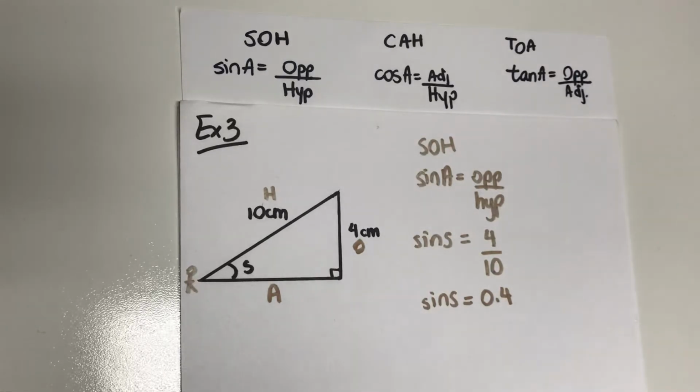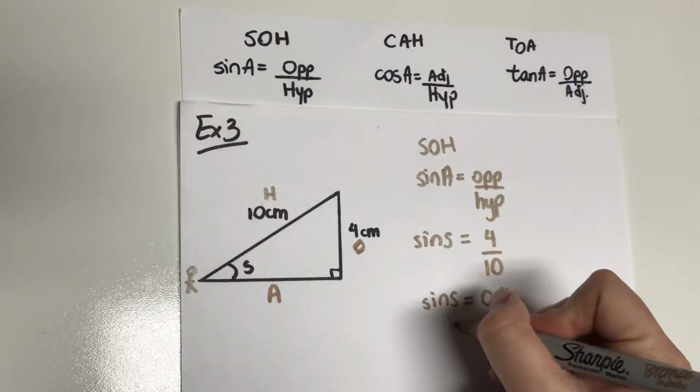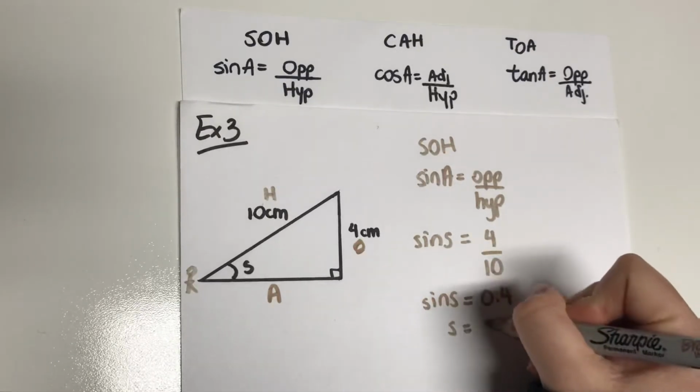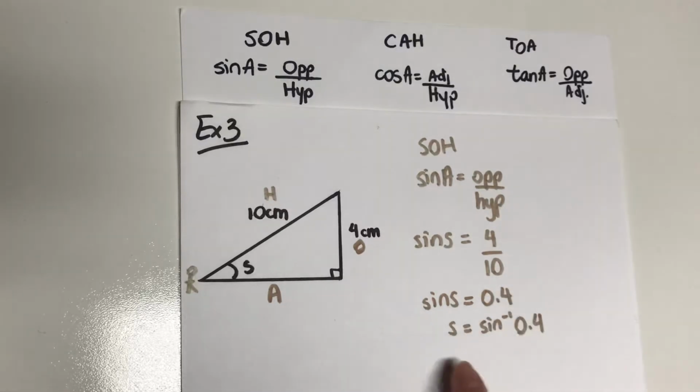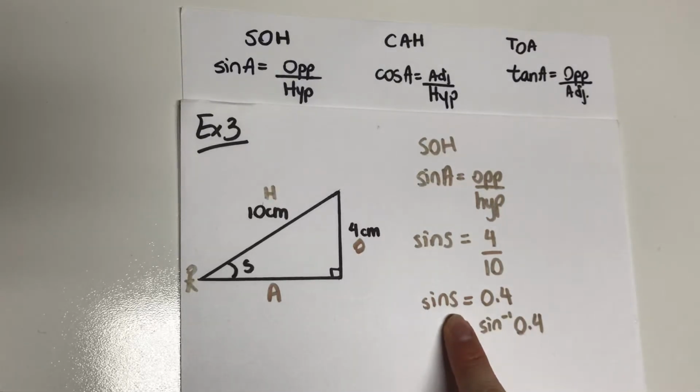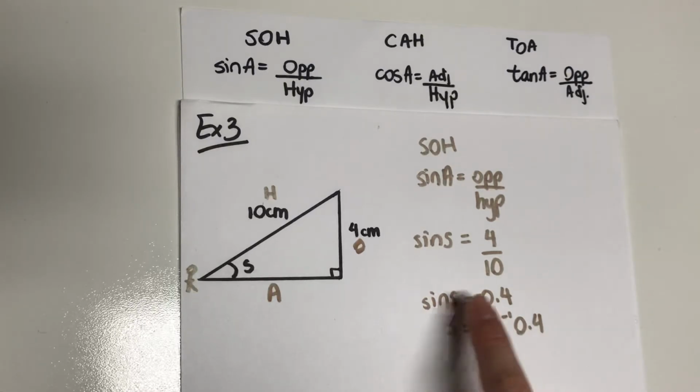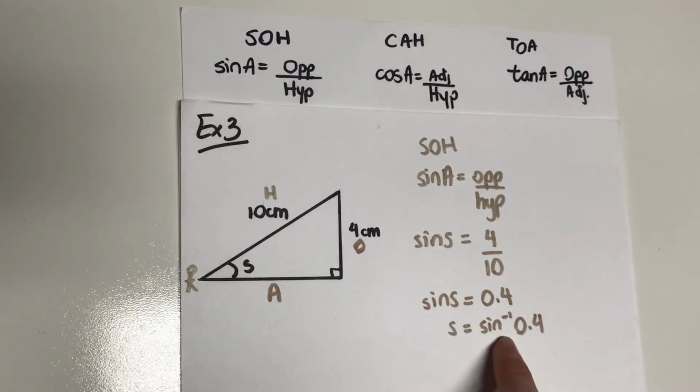And when we were solving these kinds of questions earlier, we were using those new buttons on our calculators and the inverse of sine. So the inverse of sine is sine negative 1, 0.4. So that's the opposite operation. I'm trying to isolate s. So the opposite of sine on this side is sine inverse on the other side. And I'm going to put that into my calculator.